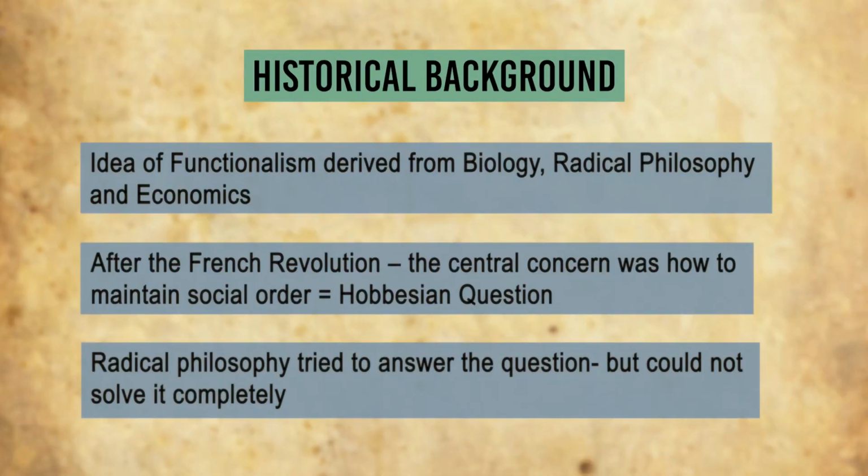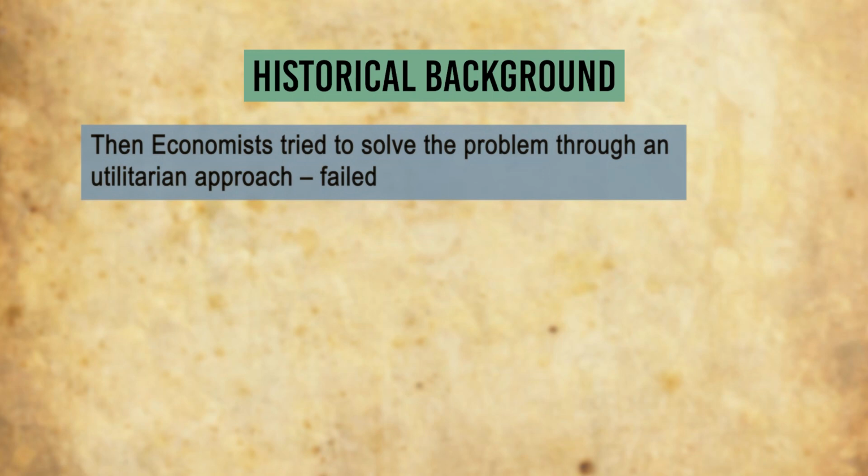Now, everybody was trying to find a solution in their own ways. Firstly, radical philosophy tried to answer the question. However, they failed at it. After that, economics tried answering the question through a utilitarian approach. What do I mean by utilitarian approach? They started saying that whatever makes the masses, the general public, happy, that is to be done. Now, that also has a problem. So, what is the problem?